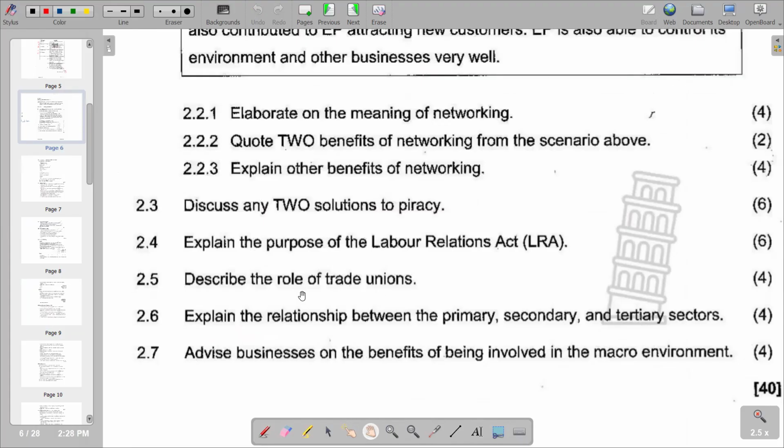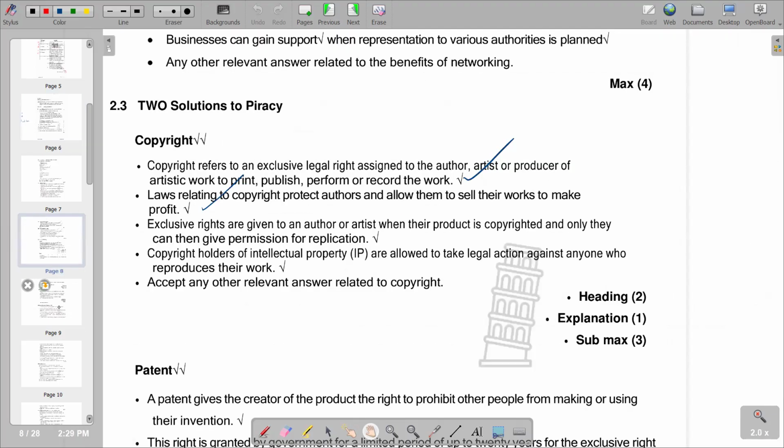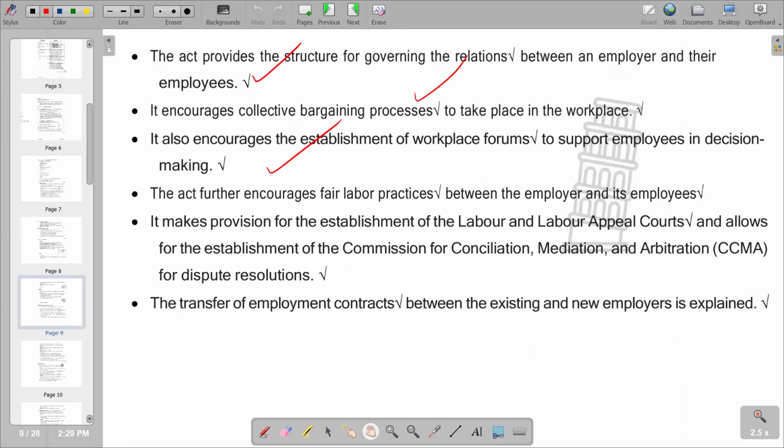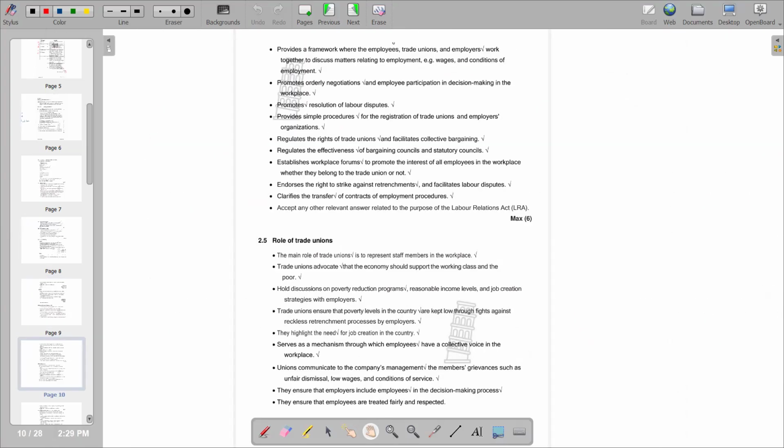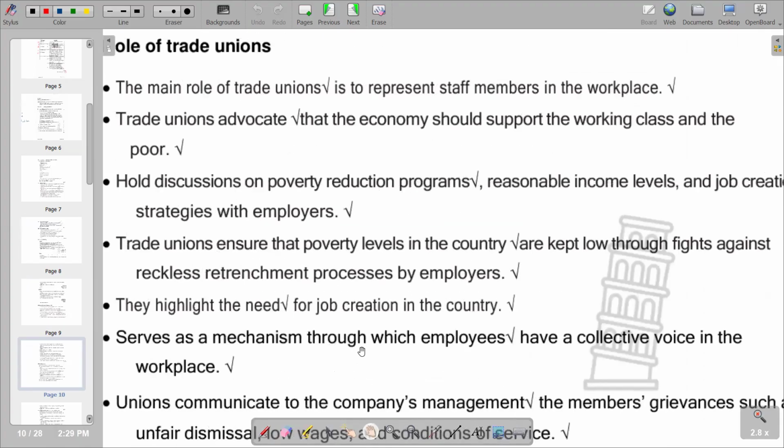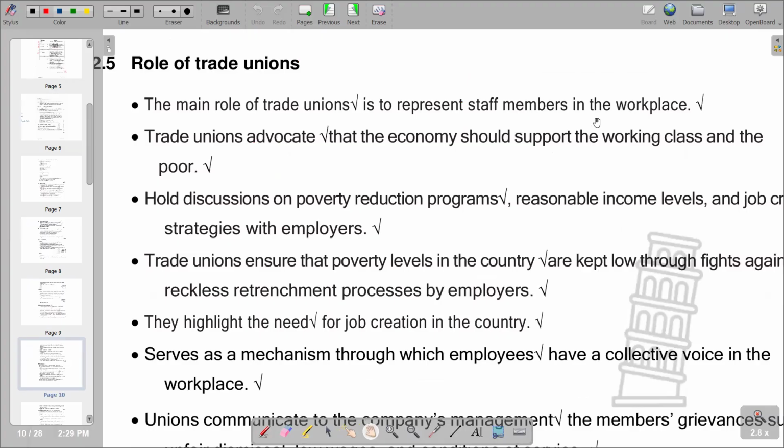We know that trade unions act on behalf of the workers, and obviously they fight for better salaries that are within the range of the cost of living, above the cost of living, so that the workers can afford their daily lives. And also, trade unions fight for better working conditions, so that the working conditions at workplaces are conducive. So these are some of the roles of trade unions. We have those roles also articulated in our answer section, whereby we are saying the main role of trade unions is to represent staff members in the workplace.